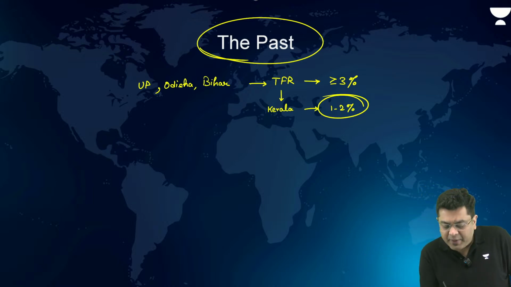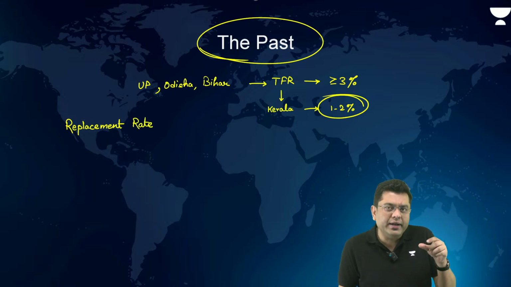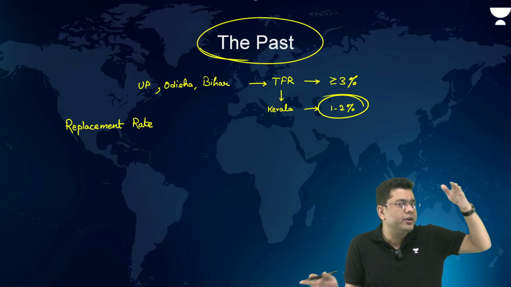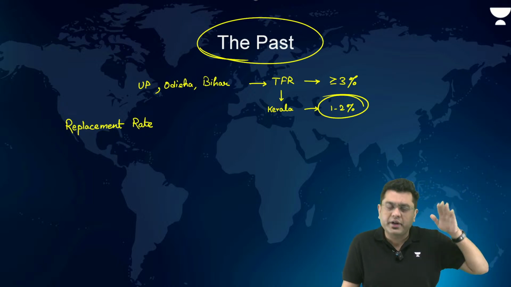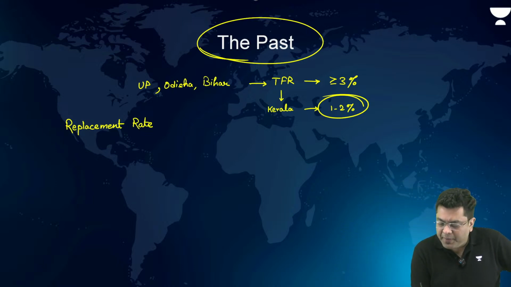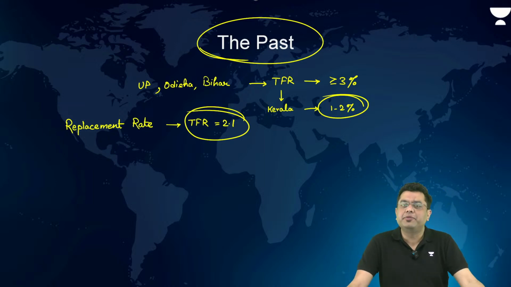What do we understand by replacement rate of population? UPSC had asked this question in the prelims as well. Replacement rate is the fertility rate which is required in order to simply replicate the population. Neither is the population going to increase nor decrease. Basically, the population is going to remain consistent. So replacement rate is attained when total fertility rate is equal to 2.1 on an average. That is considered to be the replacement fertility rate.